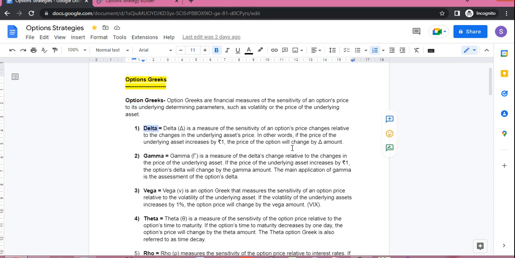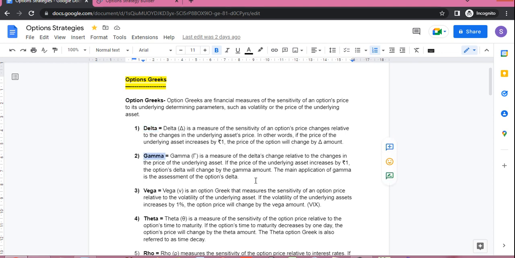First Greek is delta. Delta is the measure of the sensitivity of an option price changes relative to the changes in the underlying asset price. In other words, if the price of the underlying asset increases by 1 rupee, the price of the option will change by delta amount. Let's say if delta is 0.5 and Nifty changes by 100 rupees, then the Nifty's option price will change by 100 into 0.5, that is 50 rupees.